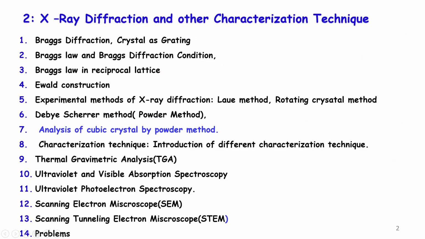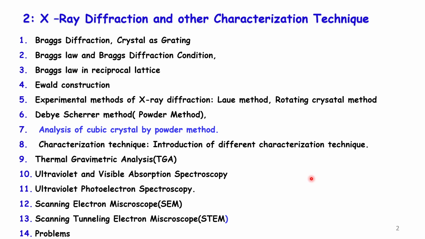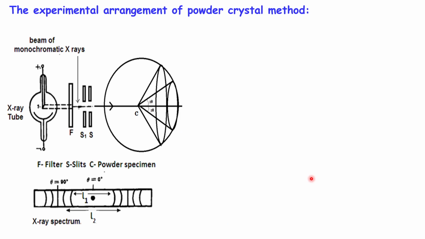Dear students, in this lecture we are going to discuss the 7th unit of the second chapter, Analysis of the Cubic Crystal by Powder Method. Students, in the previous lecture we have seen in detail the experimental arrangement and the working of the powder method, and here we are going to see how the powder method is useful for the analysis of the cubic crystal.